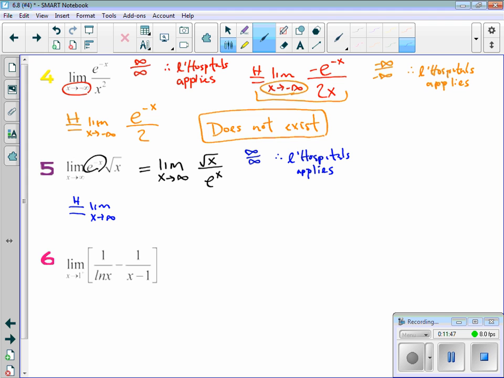So the numerator turns into half x to the negative a half, and the denominator e to the x. I would probably try to rewrite that fraction without the negative exponents and without the fraction. So this is not a L'Hopital piece here. This is just what it's equal to.